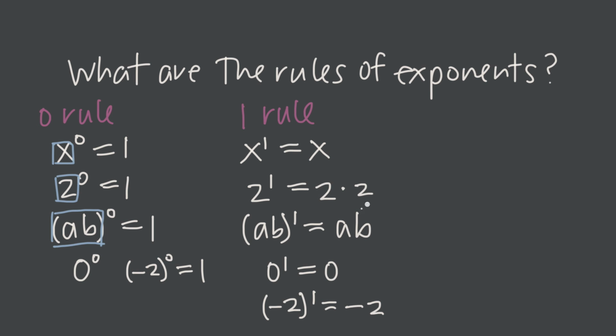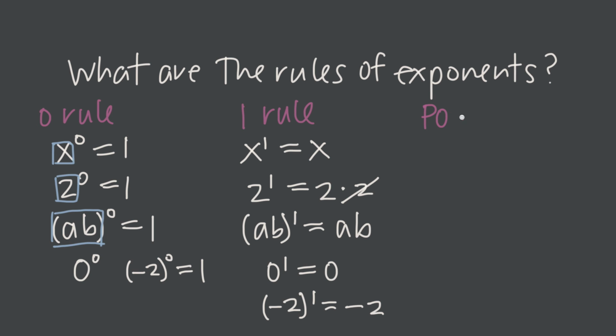But this would be multiplying 2 by itself 2 times. This would be 2 squared. Multiplying 2 by itself 1 time is just 2, which is why you always just get the base back when you raise something to the power of 1. Now the 0 rule and the 1 rule are fairly straightforward. This next rule is where things start to get a little bit trickier.